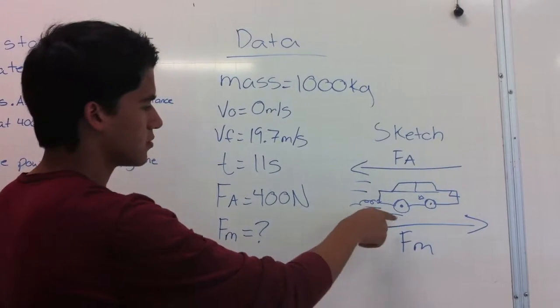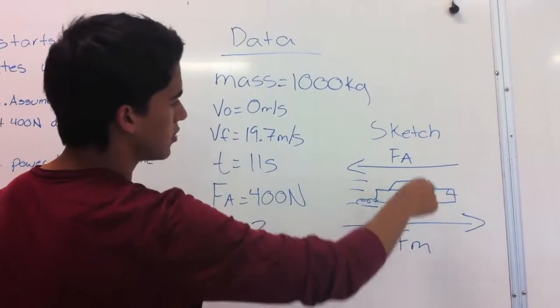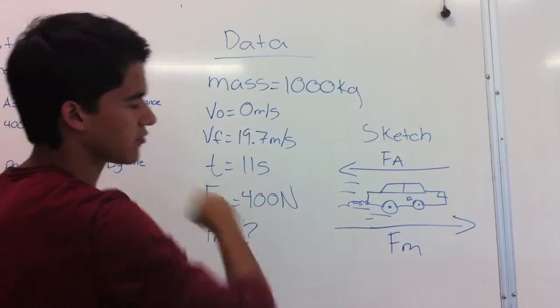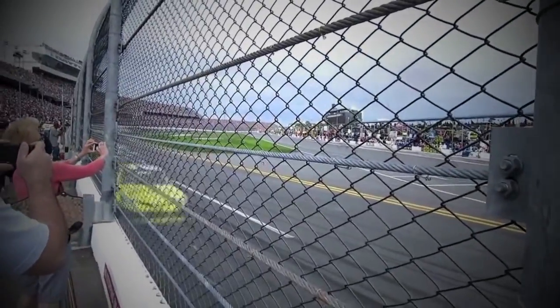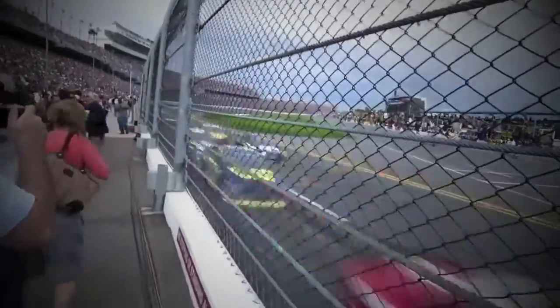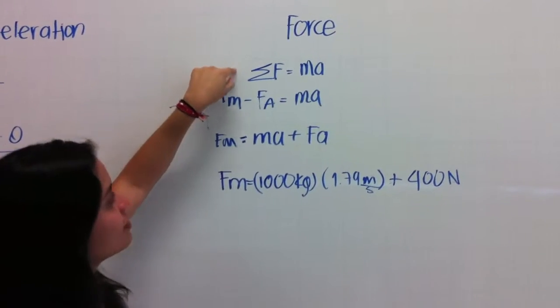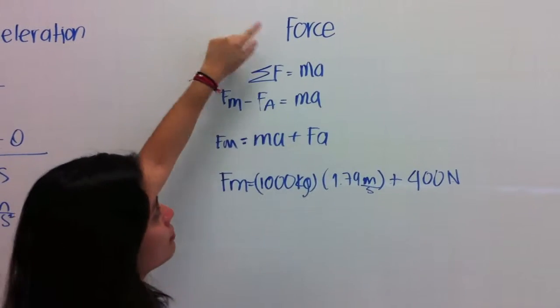And here's a sketch. You know, this is a car. And we want to know the motor force that goes to the right. And we have the air force that is 400 newtons that goes to the left. The sum of all forces is equal to the mass times acceleration, and we want to get that first.